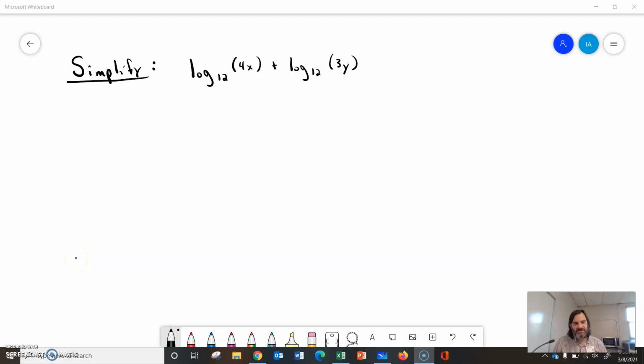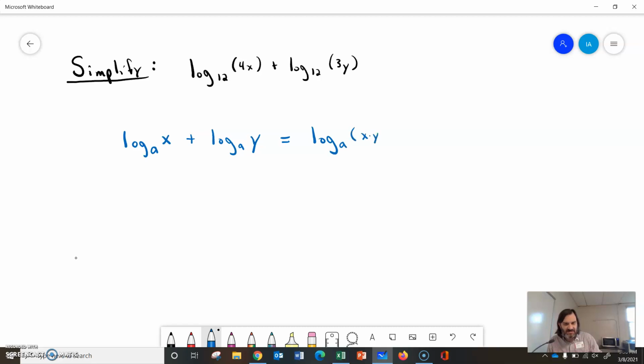Alright, we're going to simplify the expression log base 12 of 4x plus log base 12 of 3y. So we want to turn to our properties of logs, and we want to do the one that takes addition and turns it to multiplication, which is log base a of x. And remember, that x is a placeholder, so that could be anything there in place of x, even a long expression.